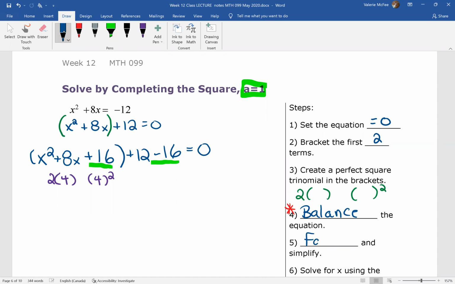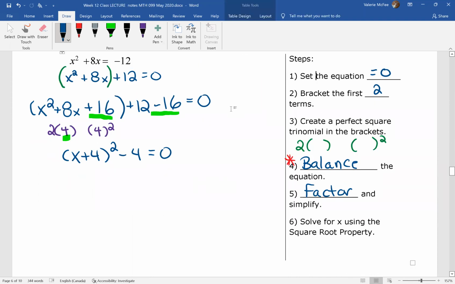Now we want to factor and simplify the left side. Remember that we're using this number for factoring. So we have x plus 4 all squared, and then 12 minus 16 is -4. This equals 0. This should look familiar to you. This should look like the square root method that we were using last lecture. And step 6 says solve for x using the square root property. So we can add 4 to both sides.